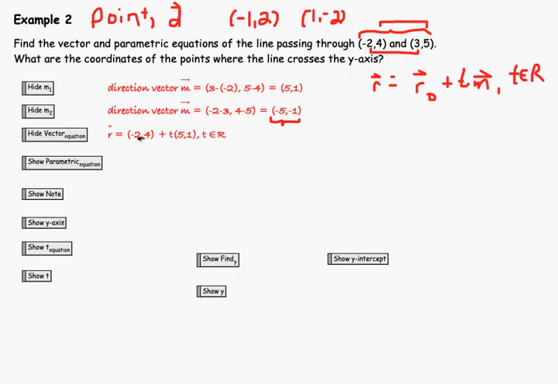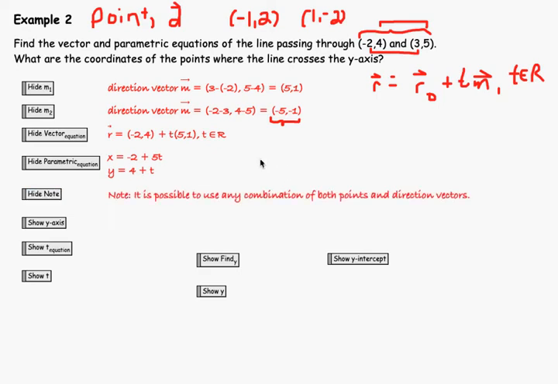Now, what's the parametric equation? So the x component, or my equation for x, would be -2 plus 5t. My y component, or my parametric equation for y, would be 4 plus t. So there are parametric equations, and I'm just going to show my note on the bottom. We could use any combination of both points and direction vectors now. Direction vector 10, 2 would also work because that's a scalar multiple of that. But let's say this is what we will agree to.